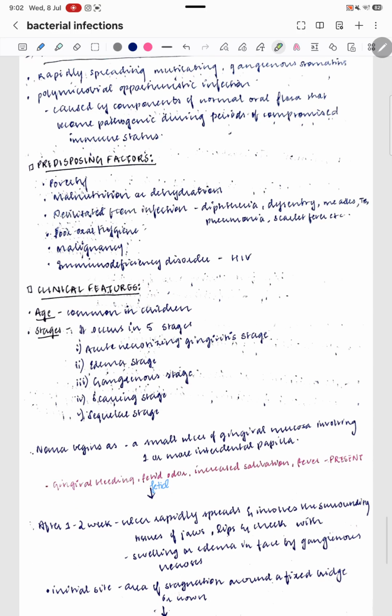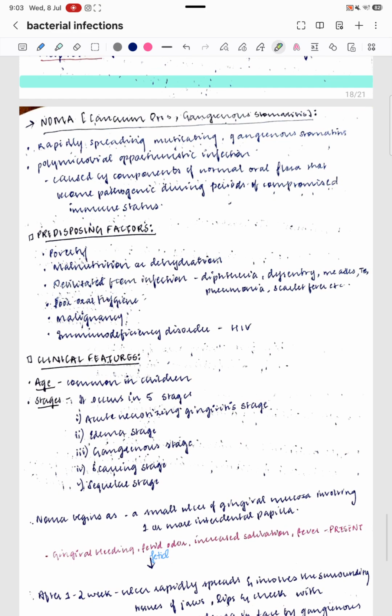Now what are the predisposing factors? That is poverty, malnutrition, dehydration, and debilitating infections like diphtheria and dysentery. These are all your predisposing factors, not the exact etiology, just the predisposing factors, like poverty, malnutrition, pre-existing infection, poor oral hygiene, malignancies, and immunodeficiencies that could lead to noma.